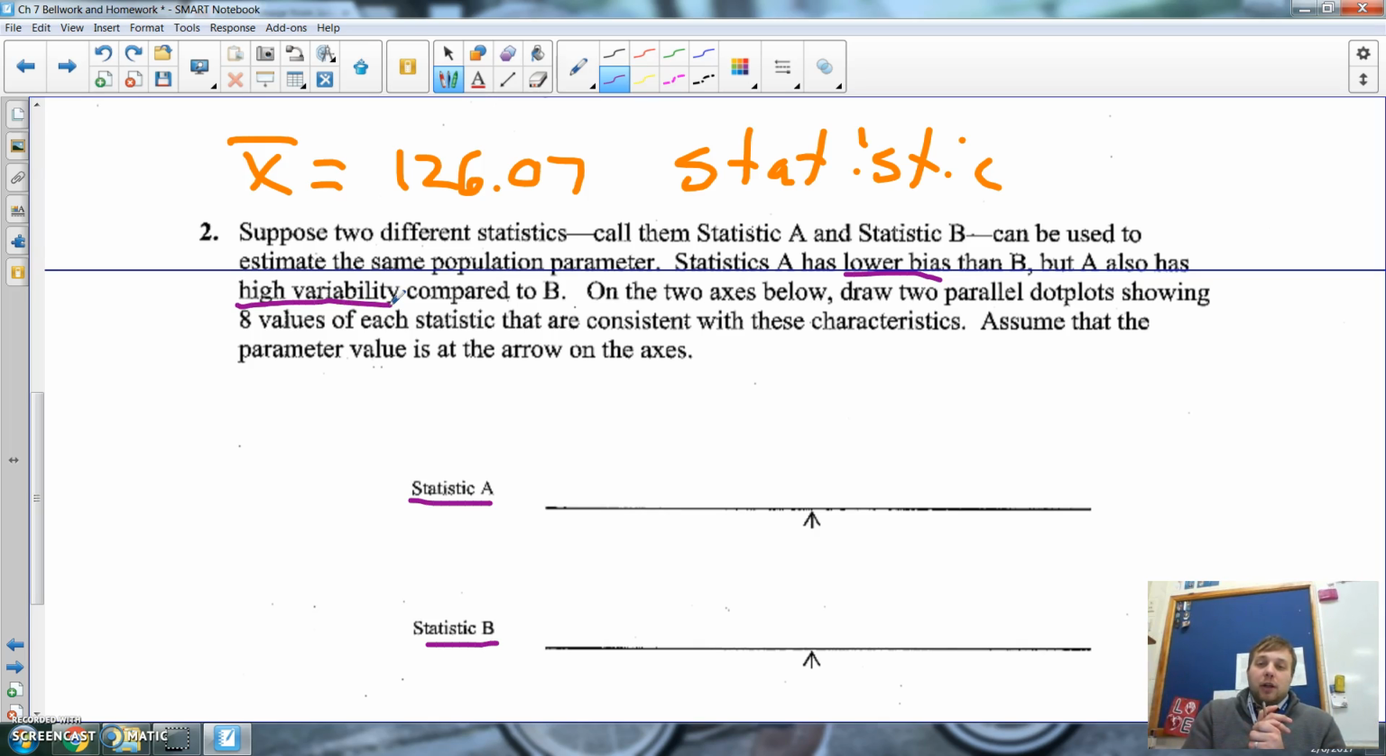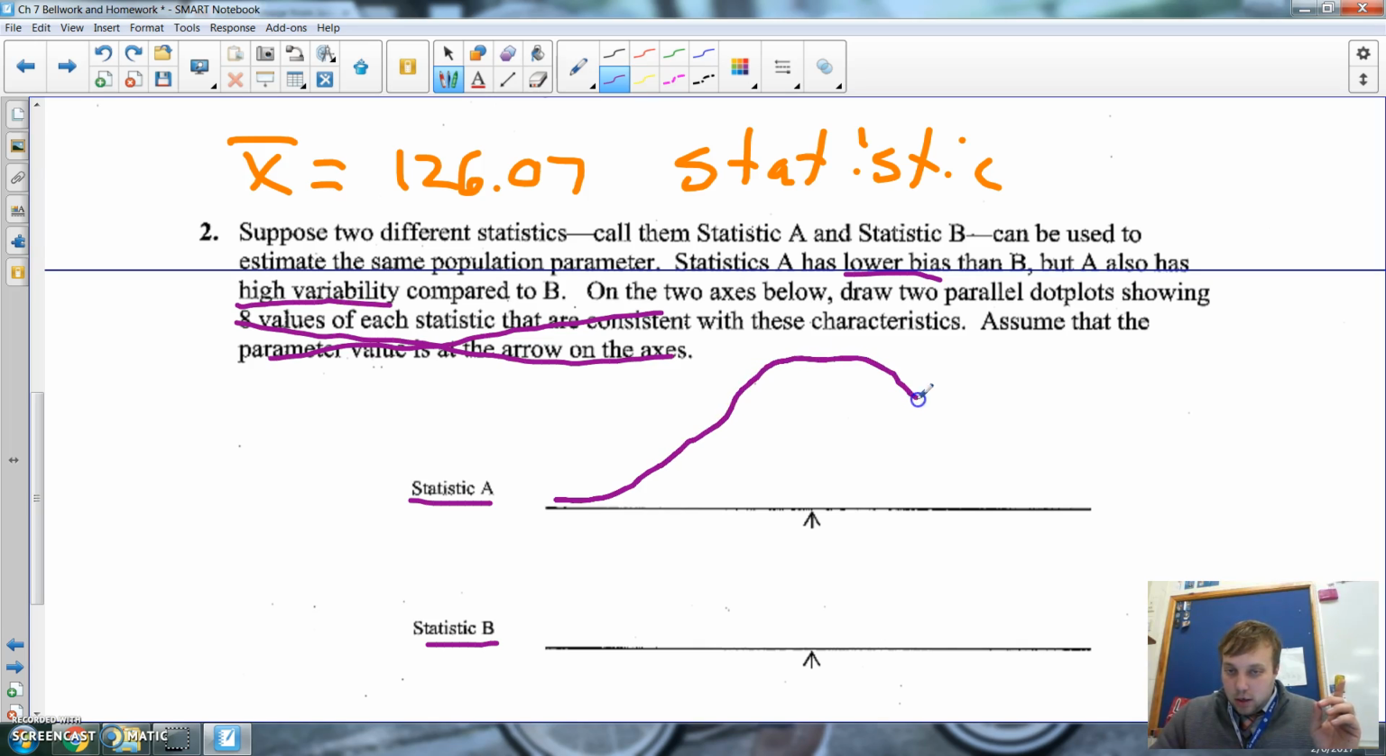On the two axes below, draw the two curves showing the values. I don't know what this part means, so I'm just going to avoid it. We're going to draw two normal curves that would meet this variability. So statistic A has lower bias, so it would be centered more about the average. But it has a high variability, so that means it's going to range far.